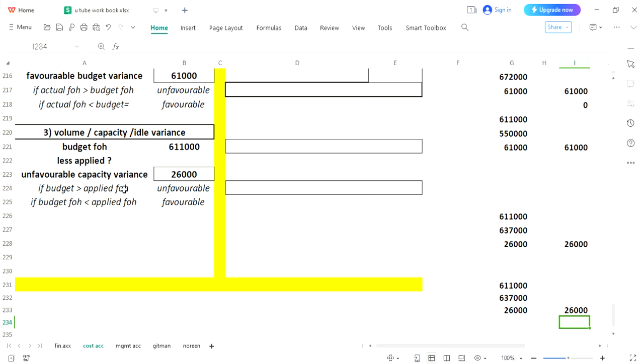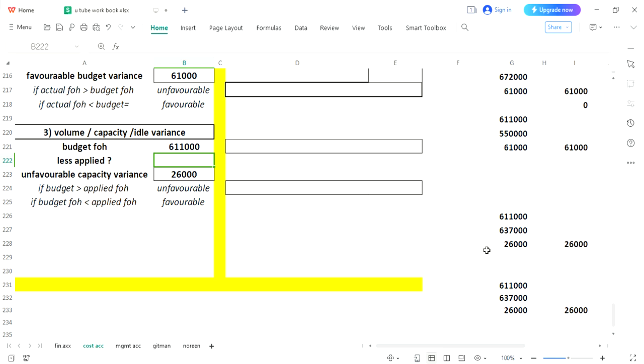Finally we will decide according to this single statement. That is why it is a conceptual question. Nothing you have to do. It's just a conceptual question where your concepts are tested. You have to make an unfavorable capacity variance. When would it be unfavorable? When your budget is more than applied. It means you have to take this 611 more, and the amount over here should be less. Why? We have to make it unfavorable. For unfavorable, budget should be more.